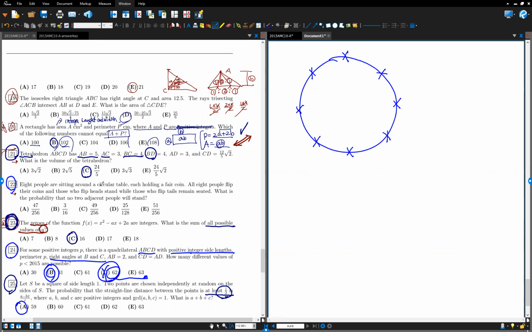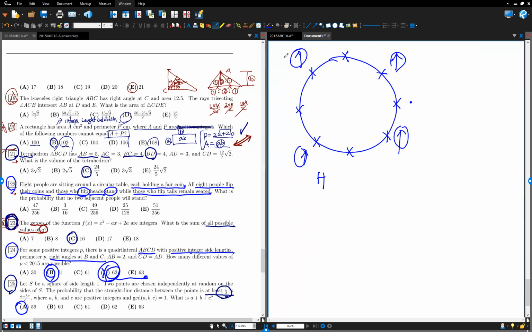Each guy holds a coin. All 8 people flip their coin, and those who get heads stand up, while those who get tails remain sitting. If you got the head, you stand up. Tail is just sitting in the chair. What is the probability that no two adjacent people will stand? If we have a stand up here, right? 1, 2, 3, 4. It's fine.